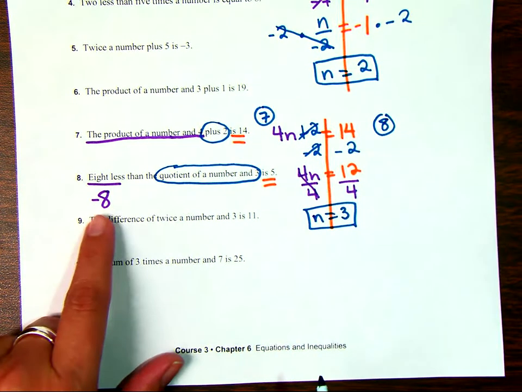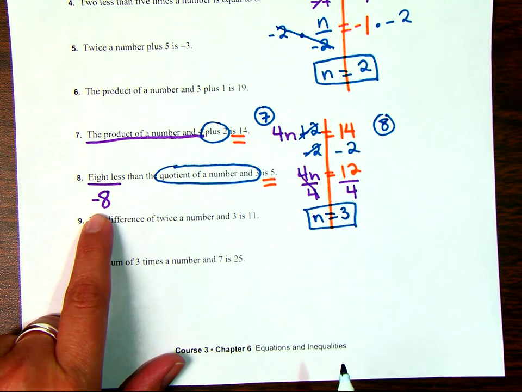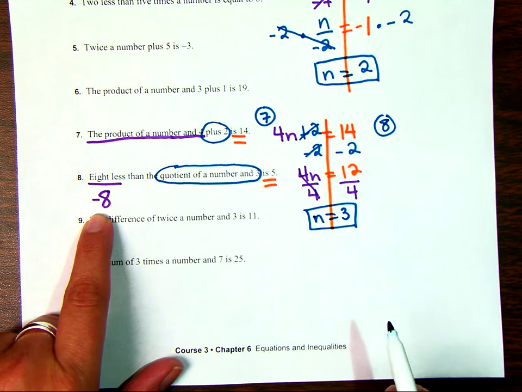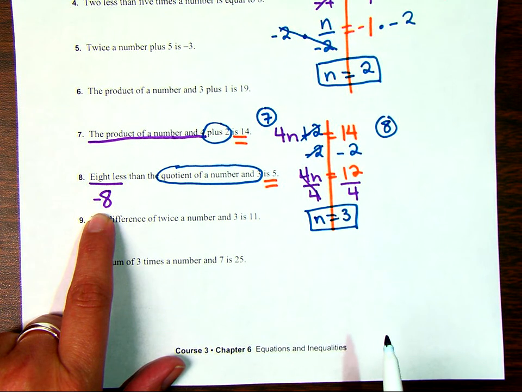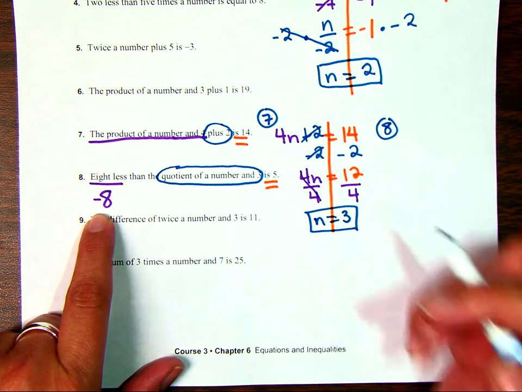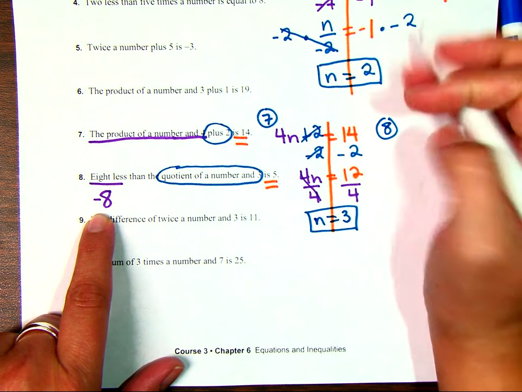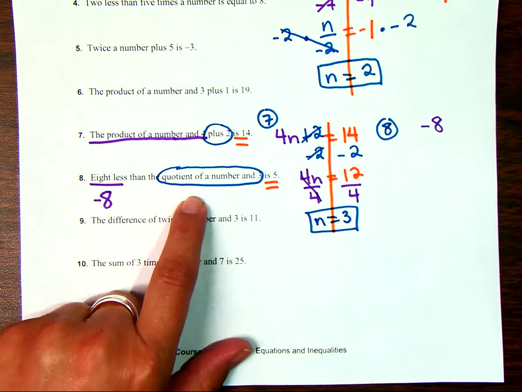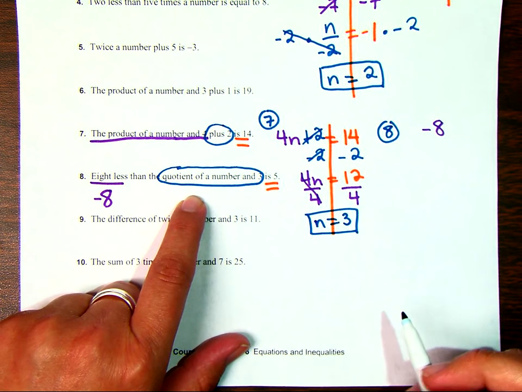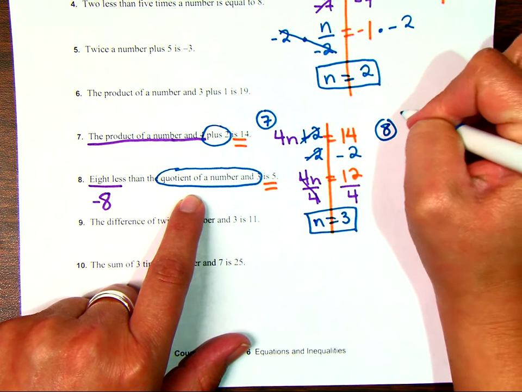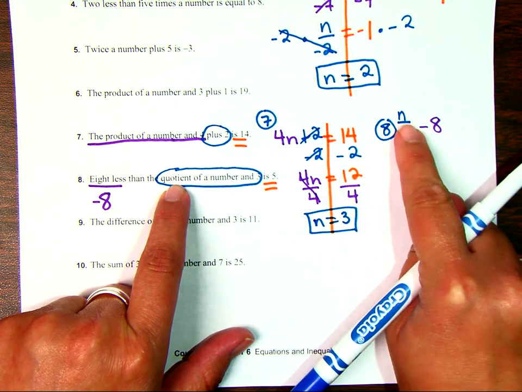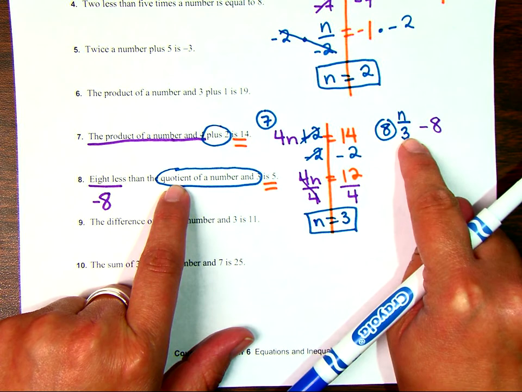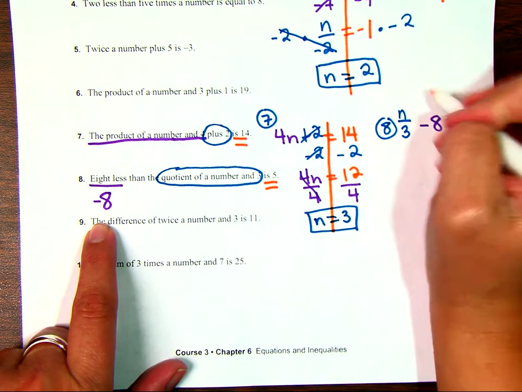With subtracting, it makes a difference where it goes. So if I'm saying 8 less than 10, did I do 8 minus 10 or 10 minus 8? 8 less than 10. Okay? You're taking away 8 from 10. So that means I'm subtracting 8 from whatever I list here. So 8 less than the quotient of a number and 3. The quotient of a number, quotient means the answer to division. So the quotient of a number, some number divided by 3, 8 less than that gets me to 5. So you have to be very careful.